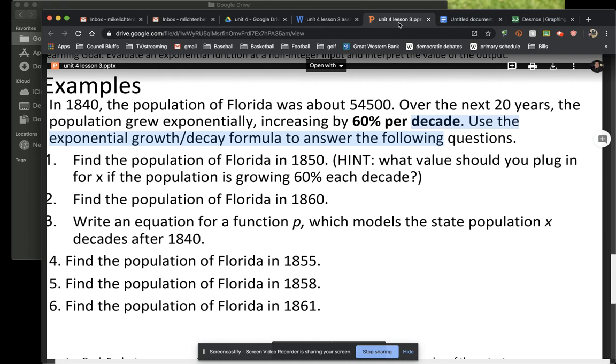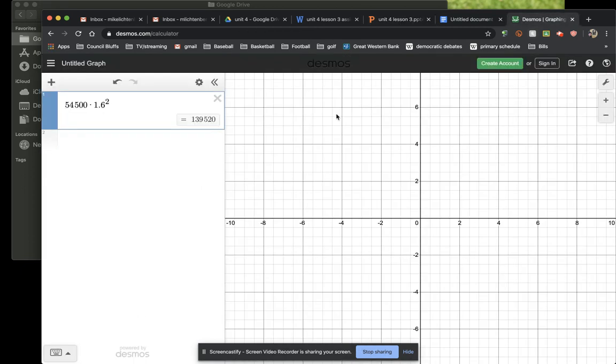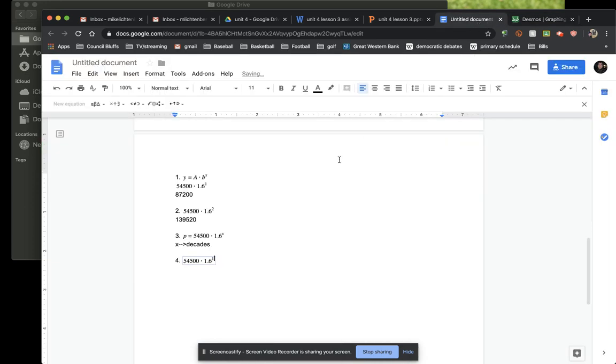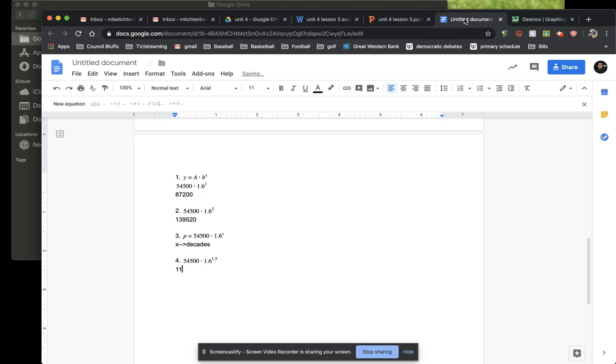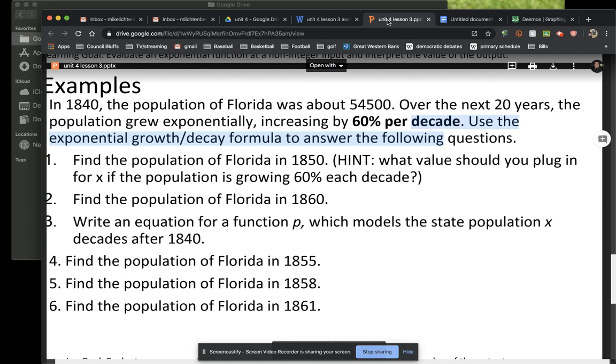15 divided by 10 is 1.5 decades, a decade and a half. So I'm actually going to make my exponent 1.5 because 15 years is 1.5 decades. So I'm going to make this exponent a 1.5. And we get, I'm going to round to the nearest whole number here, 110,300. That is the population of Florida 15 years later.